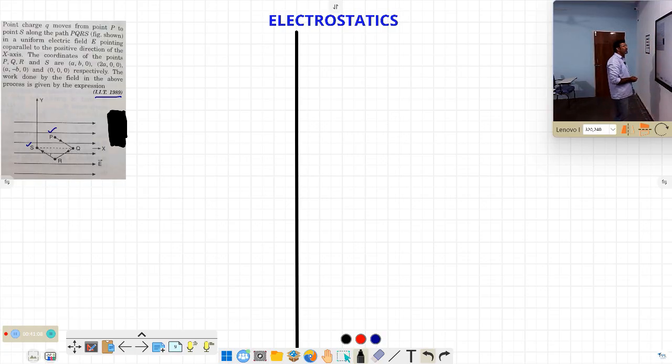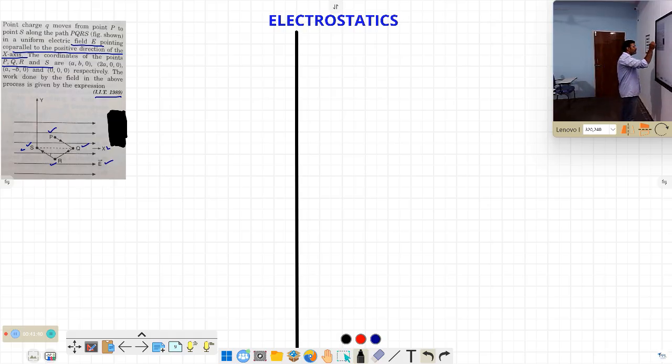A point charge is moving as you are looking, in the direction. At different points, in the electric field E pointing parallel to the positive direction of the x-axis, means there is an electric field along the x-axis direction. Now the positions of the points P, Q, R, S are given in terms of a comma b comma 0, like that, they gave the position of P, Q, R, S. Now they are asking to find the work done by the field in the above process.